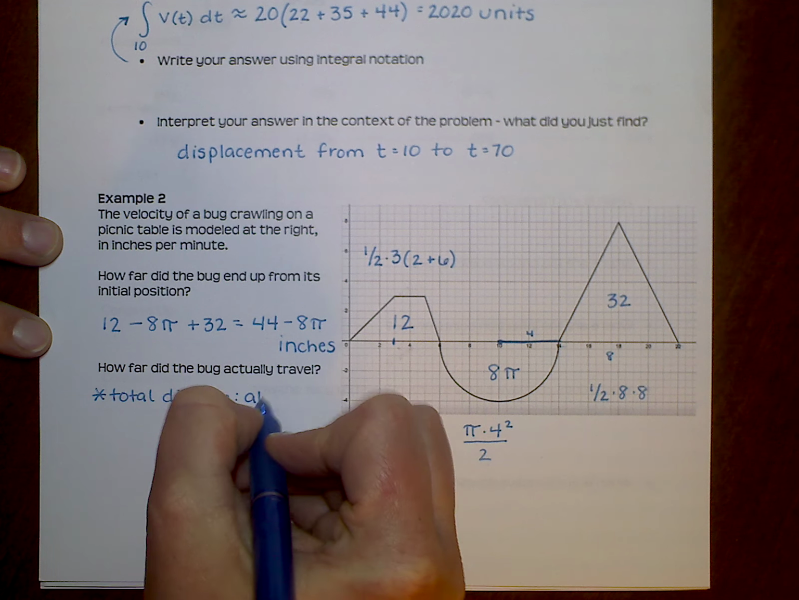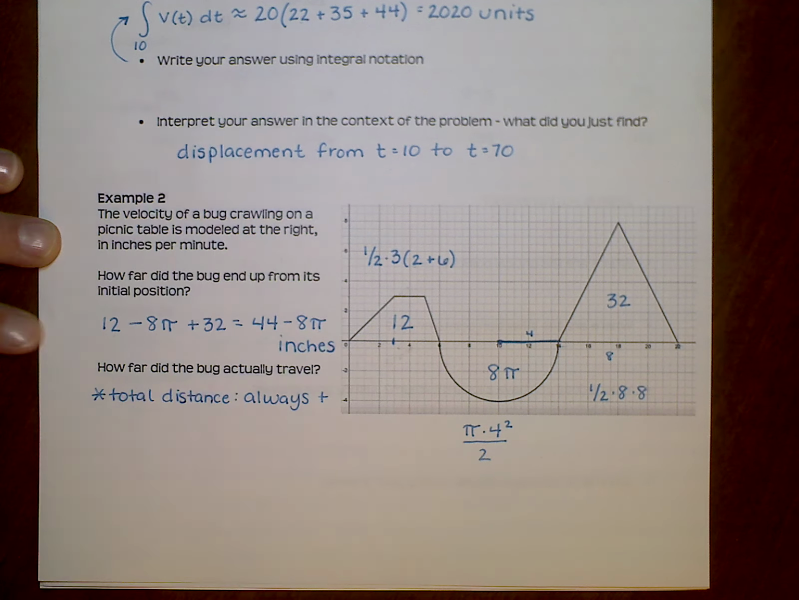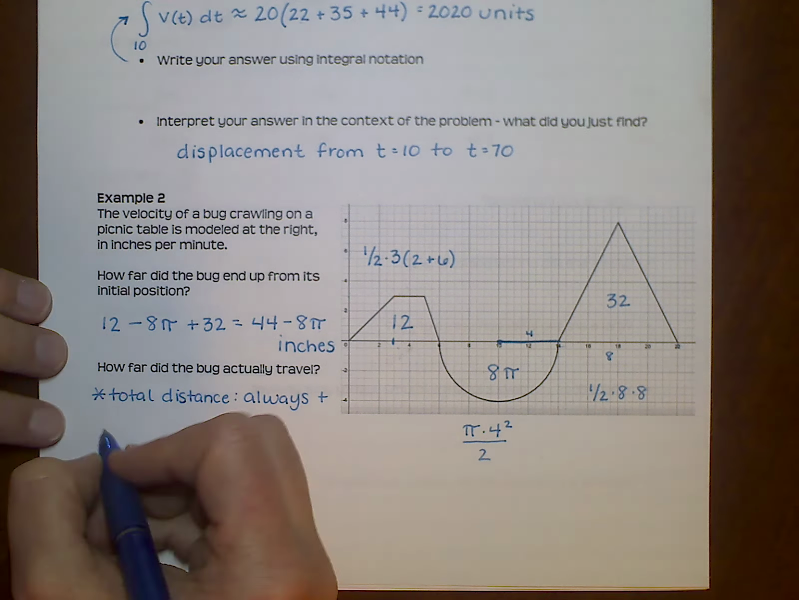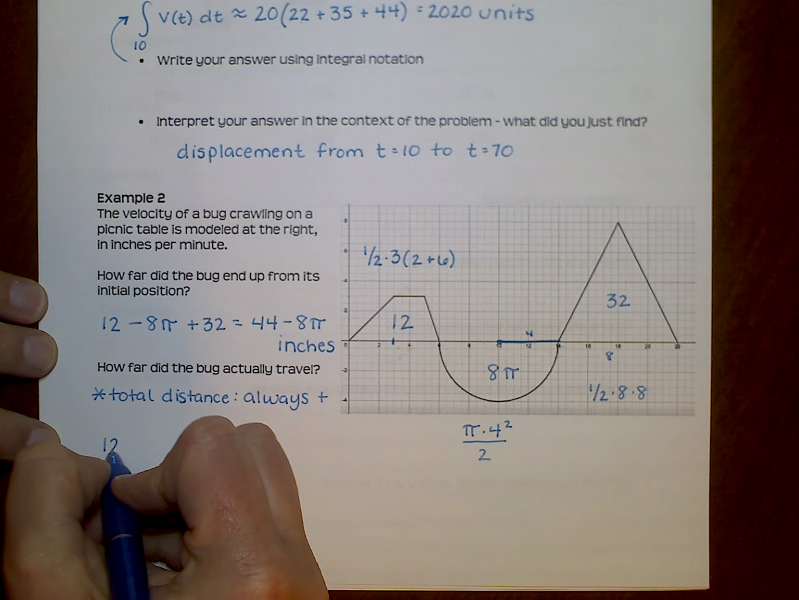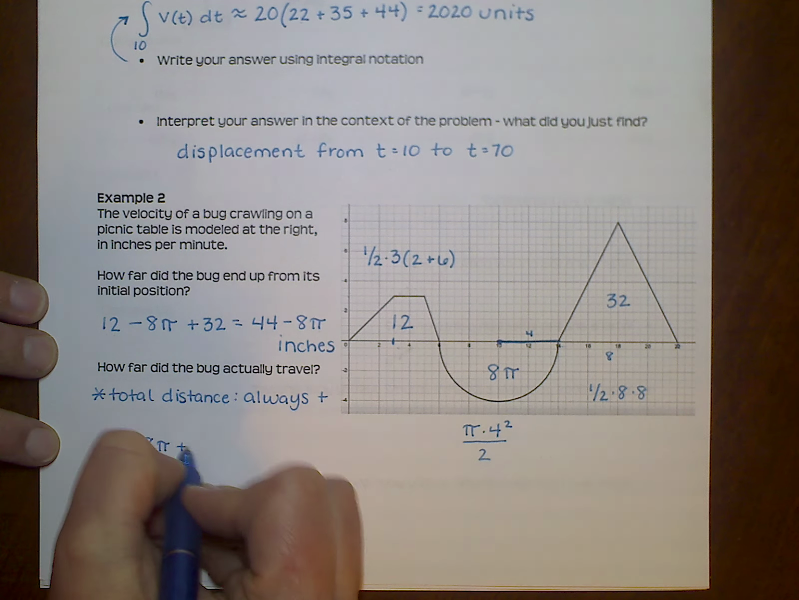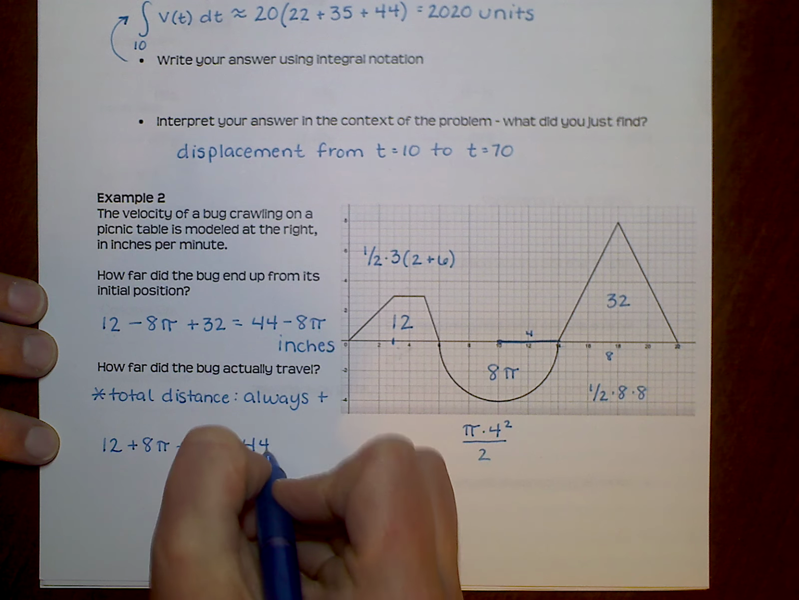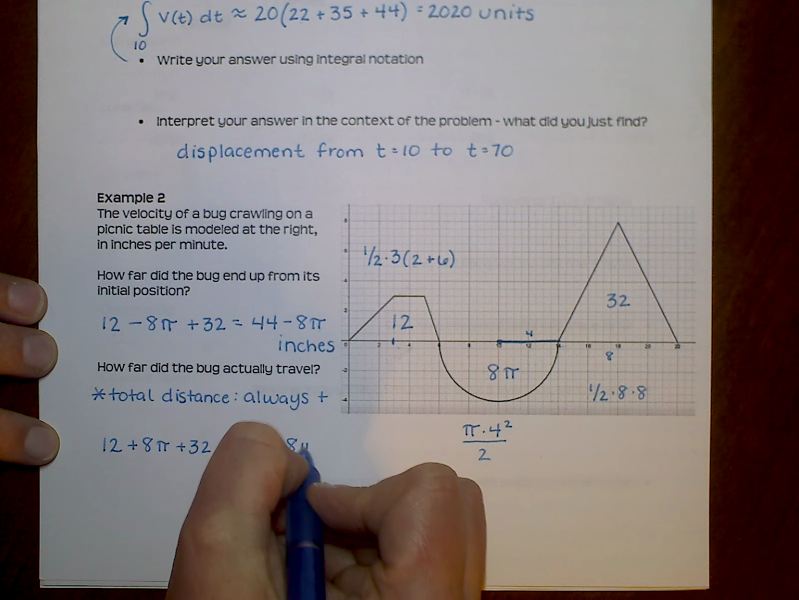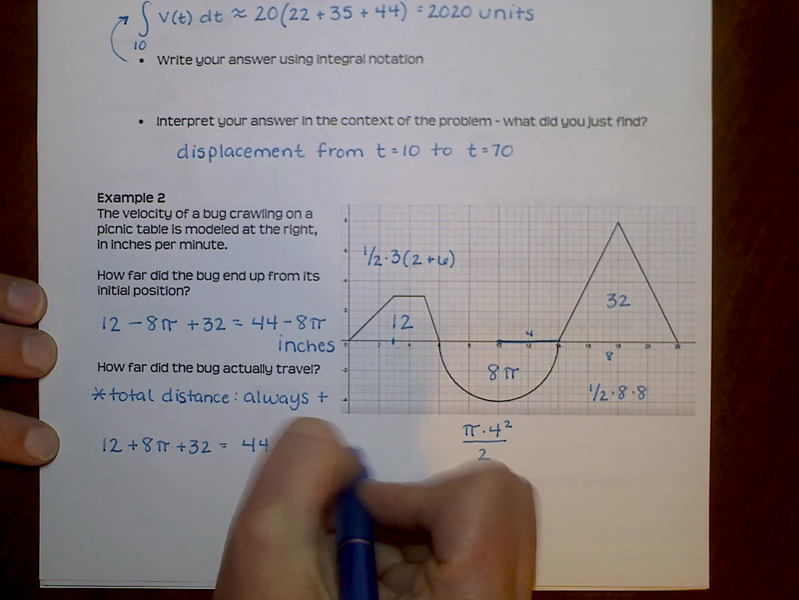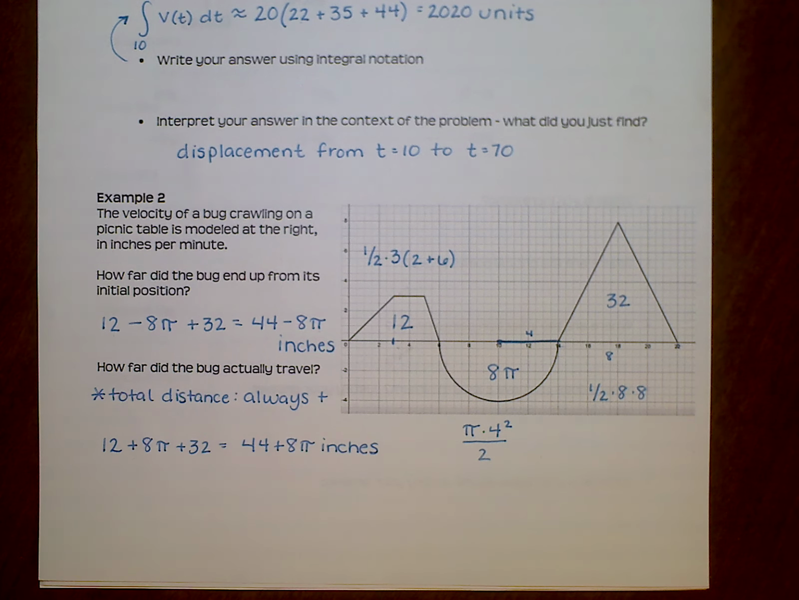we want to just make everything positive, okay? And so all that's going to change about my answer is now I'm going to say 12, and then I moved 8 pi, and then I moved 32, and so I would say 44 plus 8 pi inches. That's how far the poor little bug's legs actually walked.